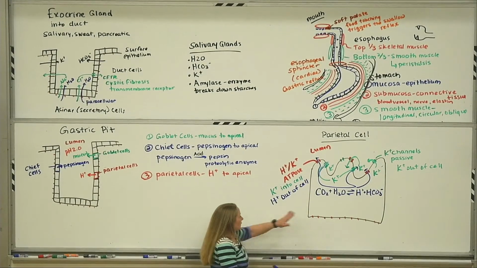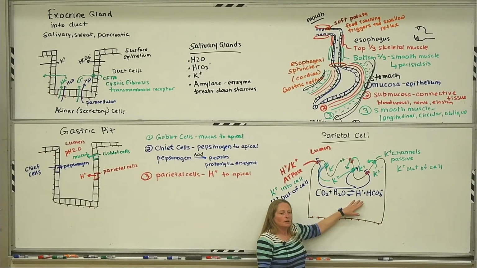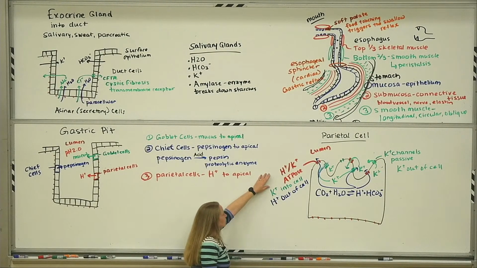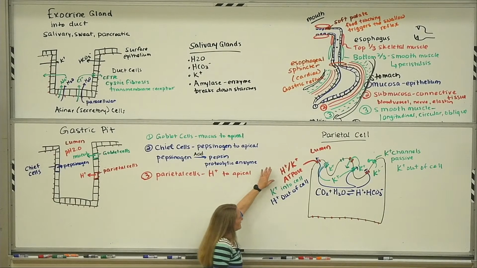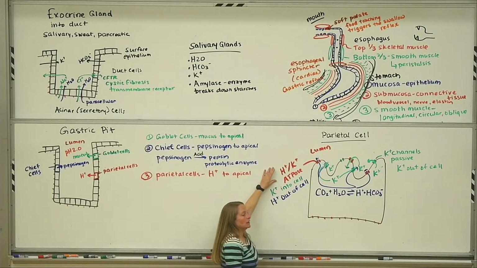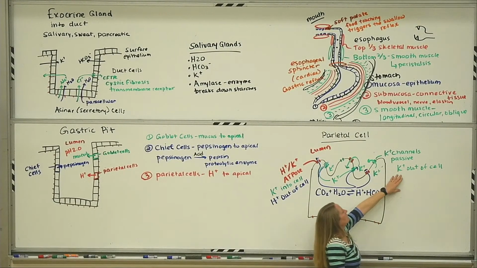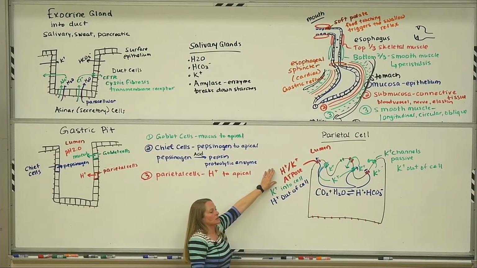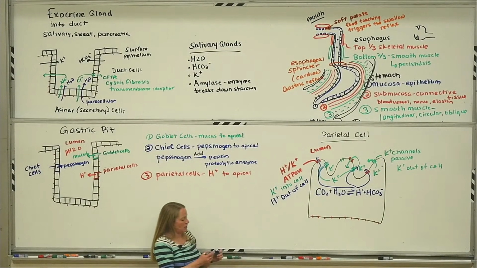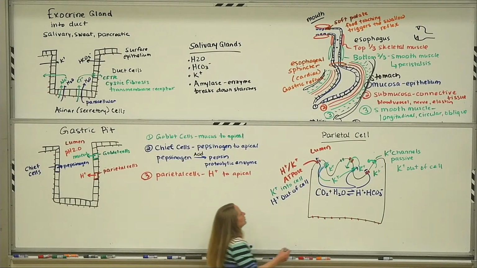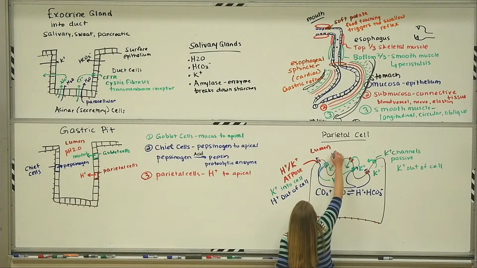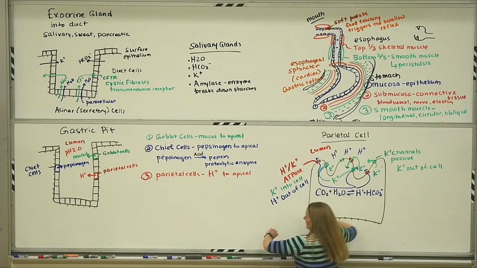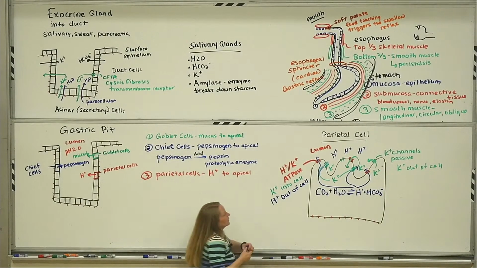So the first step is just to make your hydrogen ion. Then you need to be able to move it out through these hydrogen potassium ATPases, but you need potassium outside to do it. So you have these potassium channels that build up a concentration outside that you can use to power this hydrogen potassium ATPase. And then when you do this, you're just going to end up with lots and lots of hydrogen ions outside. Questions on that mechanism?